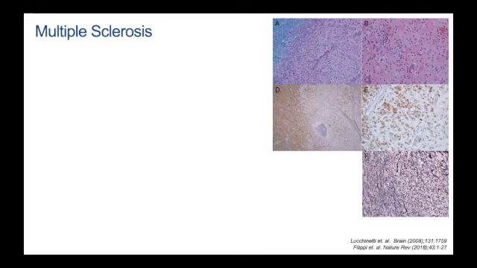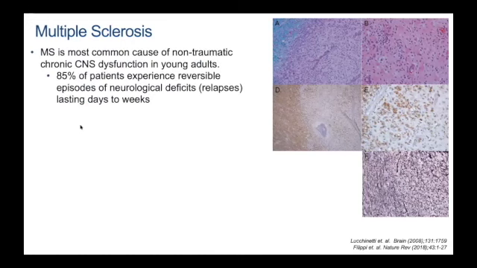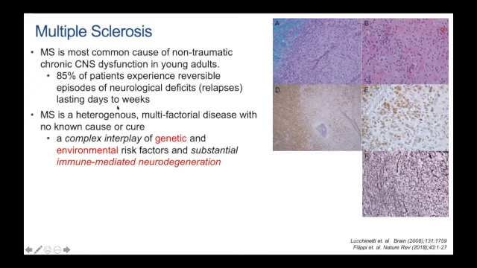So just a brief background on multiple sclerosis. It's the most common cause of non-traumatic chronic CNS dysfunction in young adults. 85% of patients will experience reversible episodes of neurologic deficits or relapses that last days to weeks. MS is a heterogeneous multifactorial disease. It has no known cause or cure. It is known to exhibit a complex interplay of genetic and environmental risk factors and substantial immune-mediated neurodegeneration.